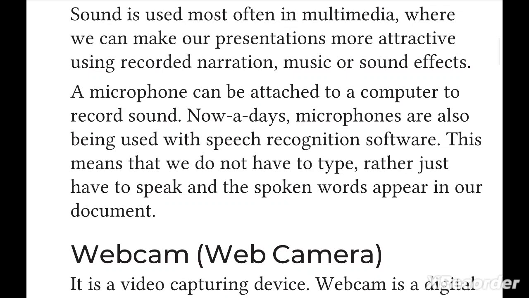Nowadays, microphones are also being used with recognition software. This means that we do not have to type, rather just have to speak, and the spoken words appear in our document.